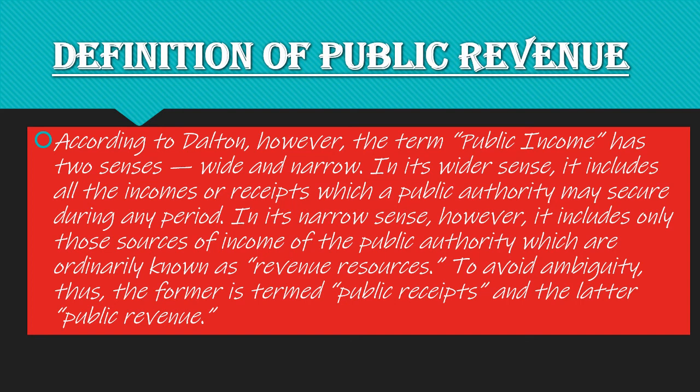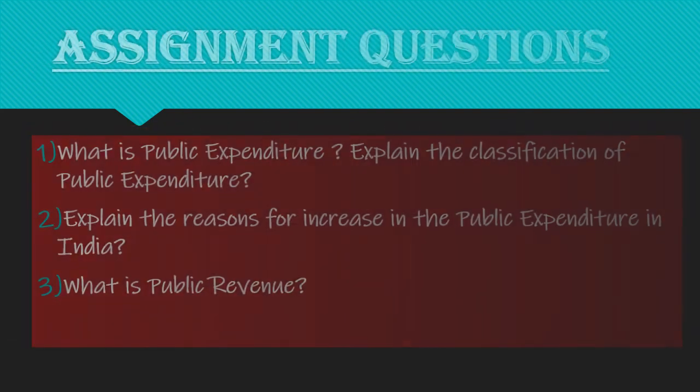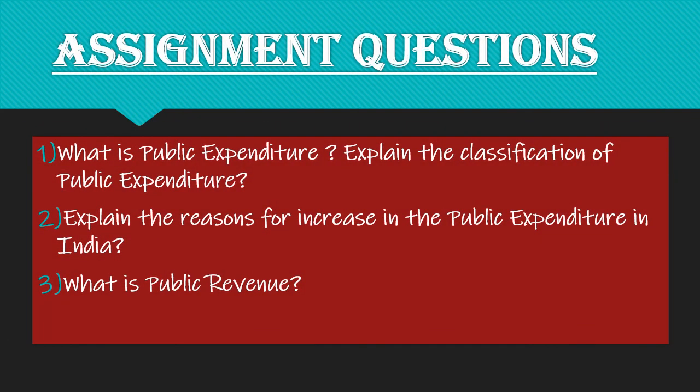Now it's time for you to look at the assignment questions. So here are the assignment questions. The first one is, what is public expenditure? Explain the classification of public expenditure. The second one is, explain the reasons for the increase in public expenditure in India. What is public revenue? And you can also give the definition here. So I hope you have understood the concept very clearly in simple words. Give your best in the assignment questions. Try to find a lot of points from the internet also and learn a lot of things from this video.